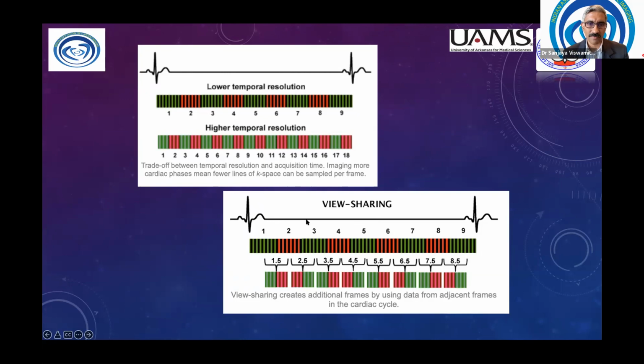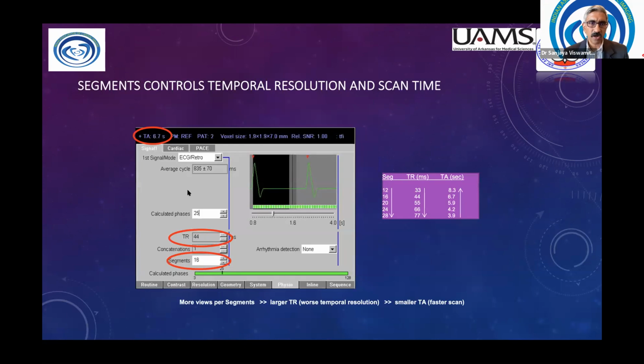You can also use something called view sharing, which is similar in concept to the keyhole method that I showed you earlier, where you can share parts of k-space between different adjacent frames and hope to get good quality images at a faster rate. Okay, this is what you might see on your screen, and I'm going to show you this as well. So here on my Siemens screen, I'm seeing the number of segments here as 16. TR tells me the temporal resolution of this particular exam, and TA, the acquisition time, tells me that for a single breath hold image, I take 6.7 seconds, with a temporal resolution of about 44.